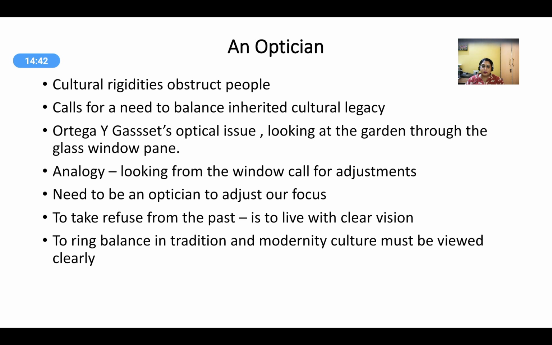We have to take refuge from the past, or we should learn from the past. We have to learn to live with a clear vision. We have to learn to bring in balance in tradition and modernity, and culture must be viewed clearly. So when the newer influences make inroads on that legacy, we cannot ignore the thrust, and we should develop global optics that will enable us to balance tradition with modernity. So by being an optician, we can change our outlook, our perspective for a better life.